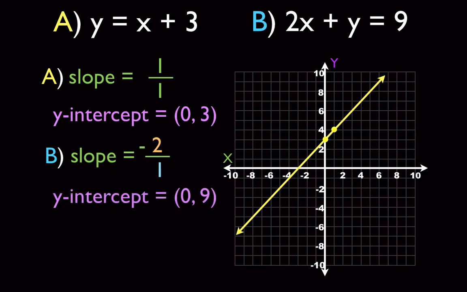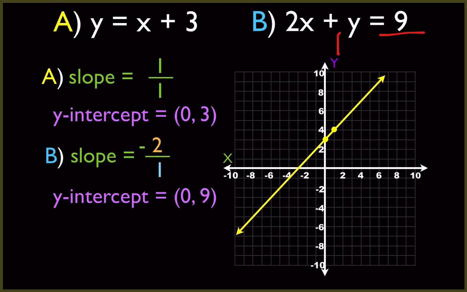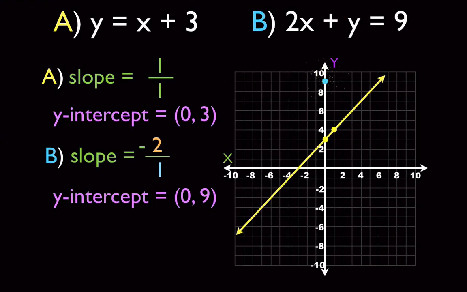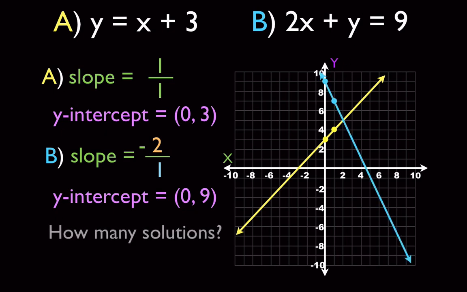And then remember, for the y-intercept, we take this number divided by that number. There's nothing there, but there's really a hidden 1. So 9 divided by 1 is 9. Graphing that, down 2 over 1, I get a line that obviously crosses 1 time.